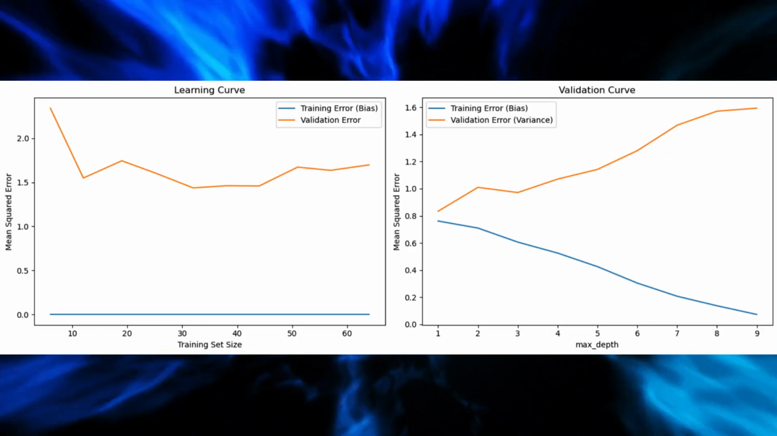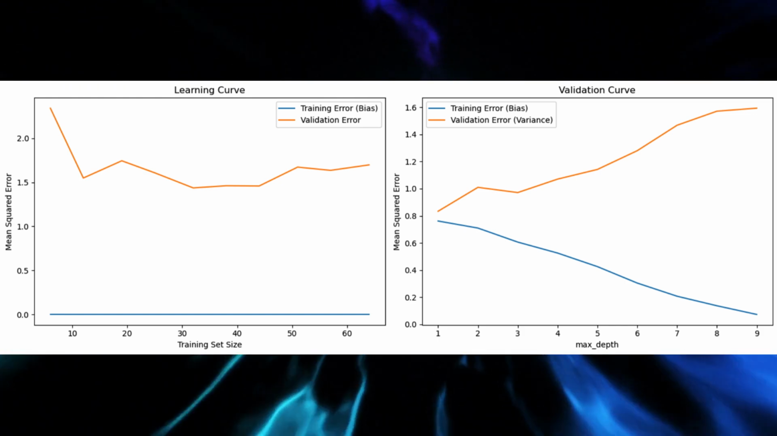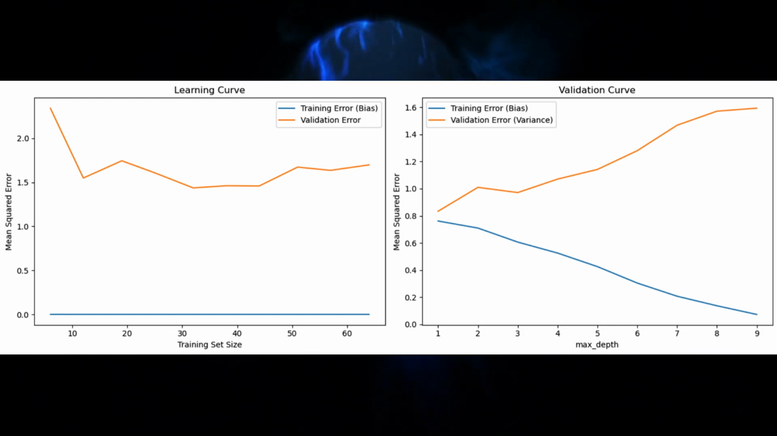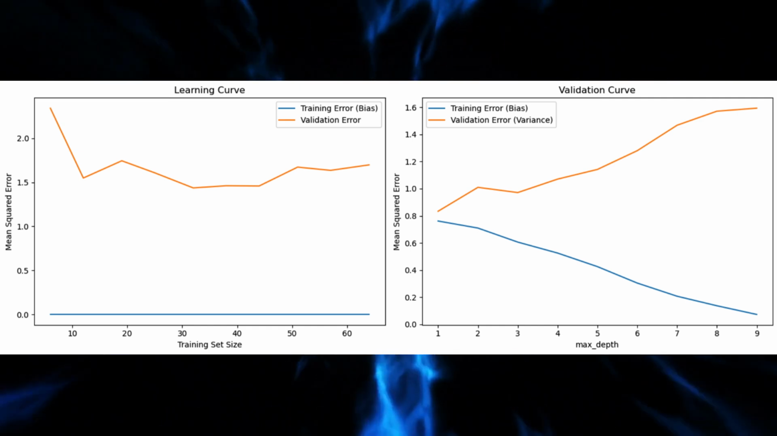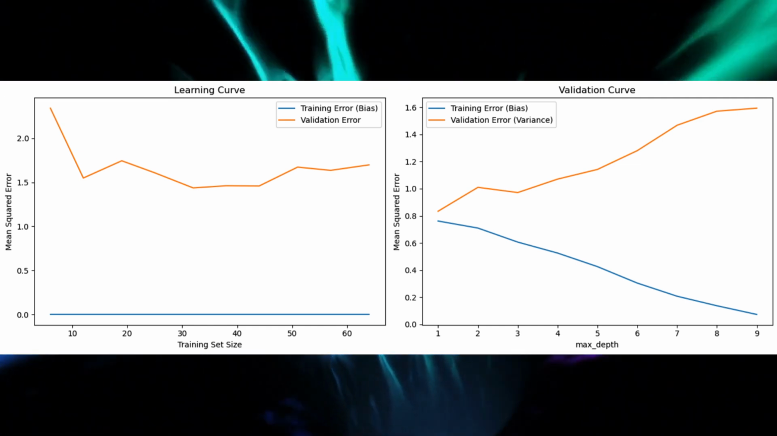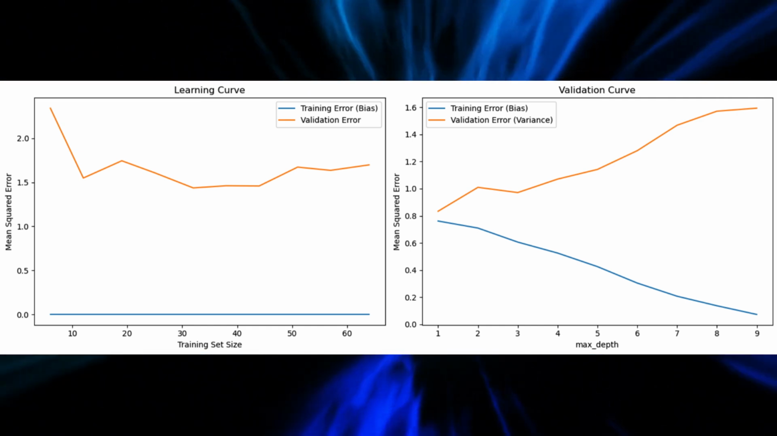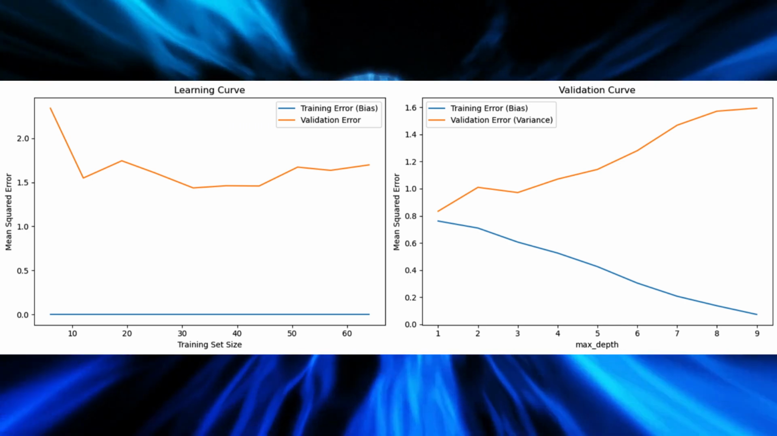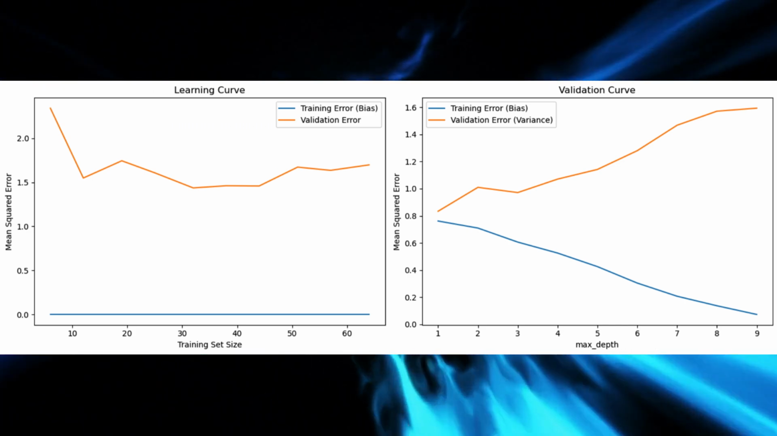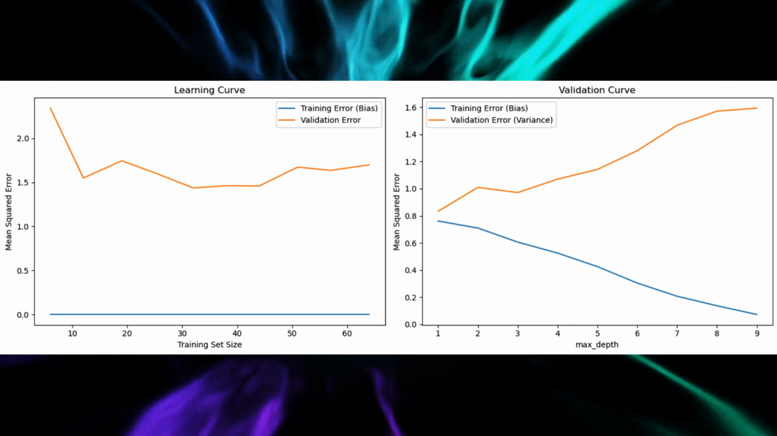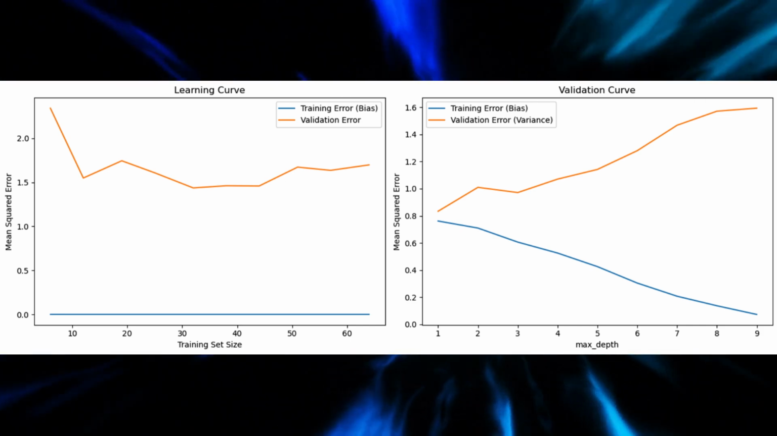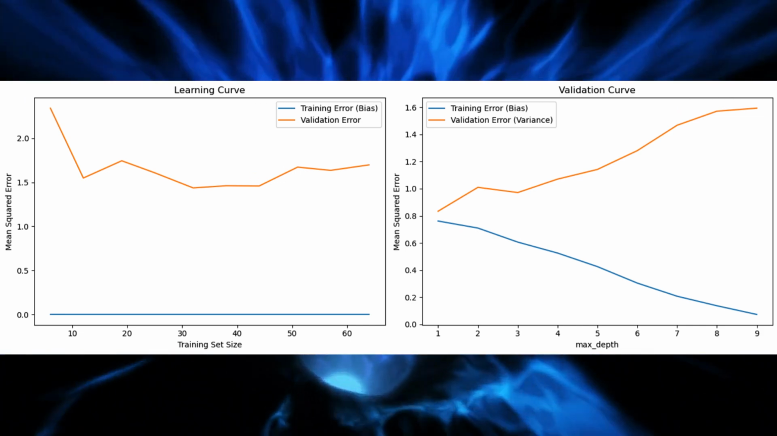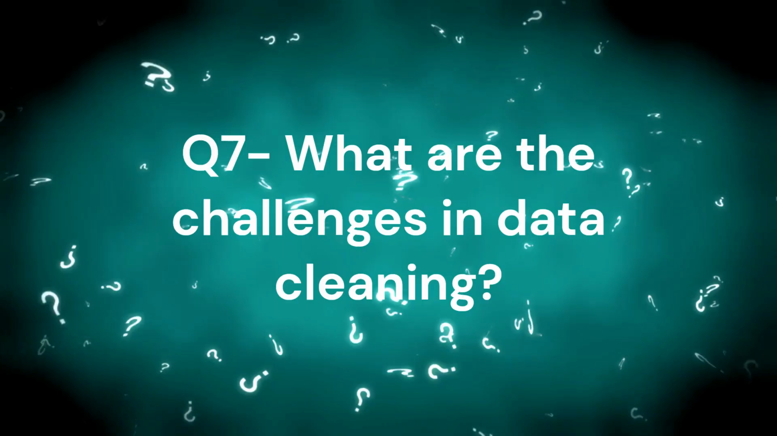Question 6. What is the bias-variance trade-off in machine learning? The bias-variance trade-off in machine learning is like finding the ideal middle ground for your model. Too much bias can oversimplify, missing important details, while too much variance can make it overly sensitive to the training data, struggling with new information. The goal is to strike a balance, creating a model that is neither too simple nor too complex, but just right for making accurate predictions on unseen data.